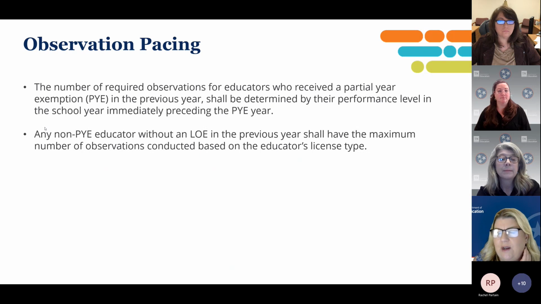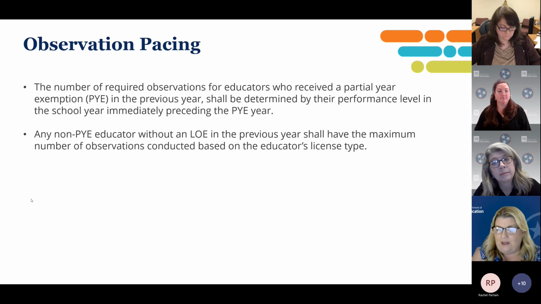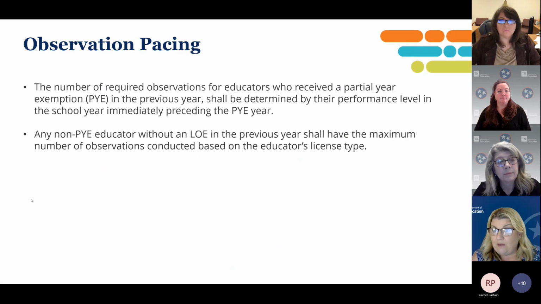The number of required observations for educators who were PYE in the previous year is determined by the performance level in the school year immediately preceding the PYE. So if a teacher was PYE for 21-22, their 22-23 pacing goes back to their 2021 LOE or growth score. Any non-PYE educator without an LOE in the previous year shall have the maximum number. So if for whatever reason a teacher did not generate an LOE for 21-22, they will have the maximum number of observations for 22-23, unless they were PYE.